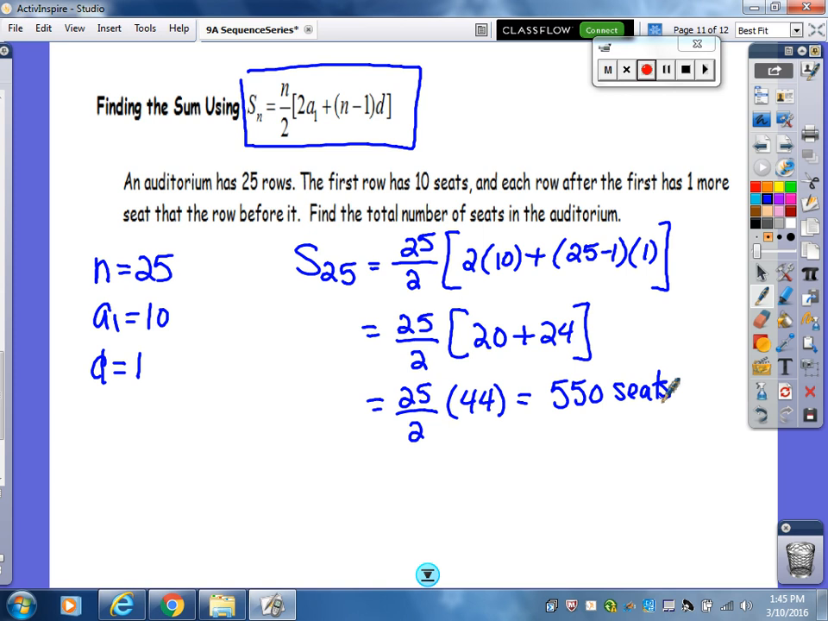Okay, so that's arithmetic sequences and series. Like I said, you need to memorize those 3 formulas. If you have any questions, please let me know and I'll talk about them in class.